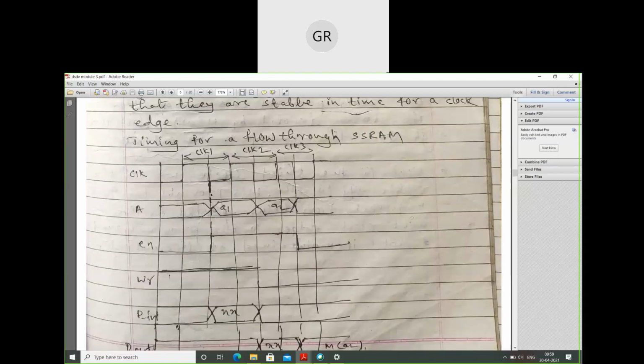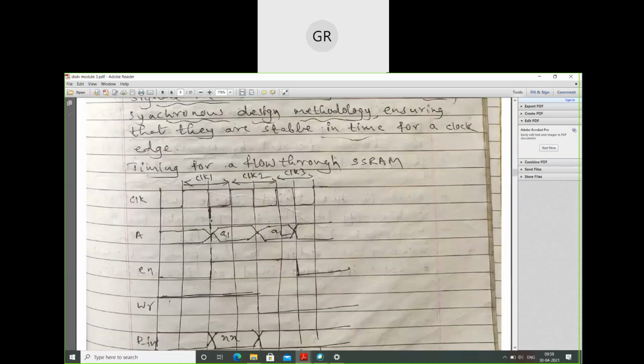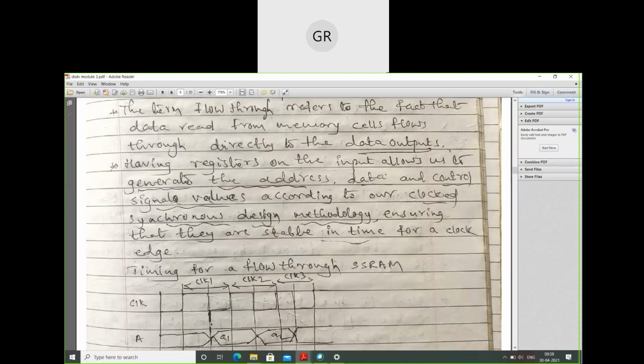Here, just remember the timing diagram for a flow through SSRAM. Why do we call it flow through SSRAM? During the read operation, the output data can flow directly through to the data output. There are no tri-state drivers, multiplexers, and so on. Directly it can flow through the data output of the SSRAM. That's why we call it flow through SSRAM.